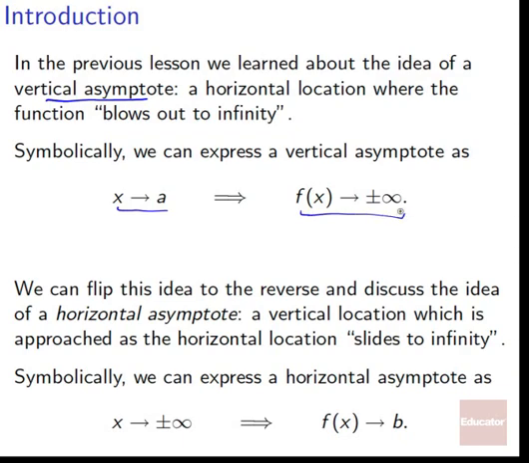We can flip this idea to the reverse and discuss the idea of a horizontal asymptote. A vertical location which is approached as the horizontal location slides to infinity. As our x becomes very, very large, what vertical height do we go to? Symbolically, we can express it as x goes to positive or negative infinity, as in x becomes very, very large, either positive or negative, and f of x goes to some b, goes to some specific height y equals b.